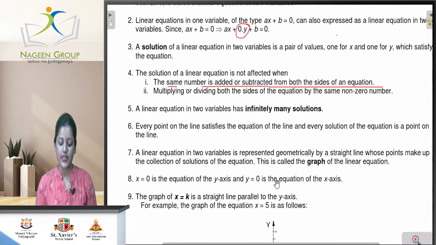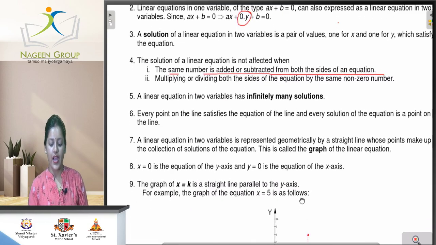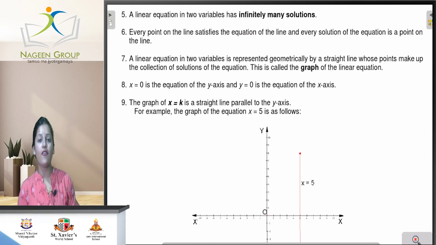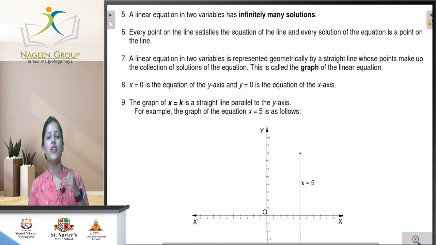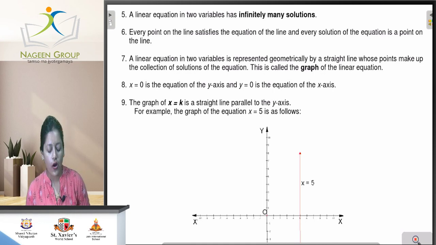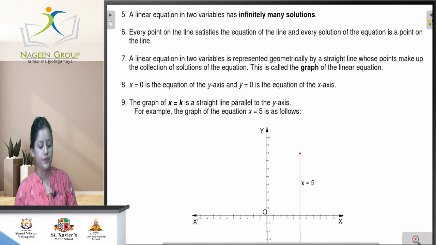Fifth point, a linear equation in two variables has infinitely many solutions. As I have already told you, you can put different values of x and in terms of y we get different values. In the same way, when we put different values of y, we get different values of x. So we get infinite solutions of a linear equation.